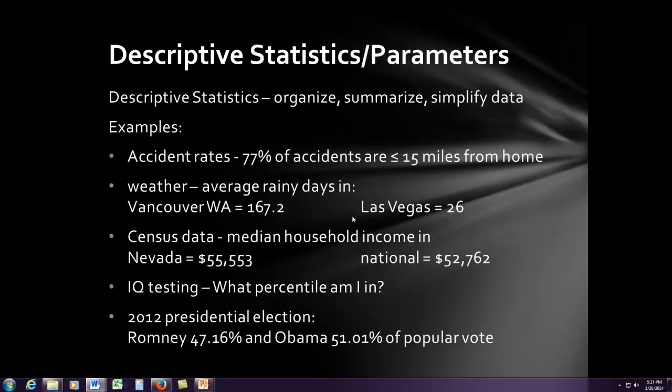Another one, in the 2012 presidential election, Romney had 47.16% of the popular vote, and Obama had 51.01% of the popular vote. That would technically be a descriptive parameter of all registered voters who actually showed up to vote. So those are just examples of descriptive statistics or parameters. Again, if it comes from a sample, like in that progressive study, then it's a descriptive statistic. If it comes from all of the data that you're interested in, or all of the people that you're interested in, then it would be called a descriptive parameter.